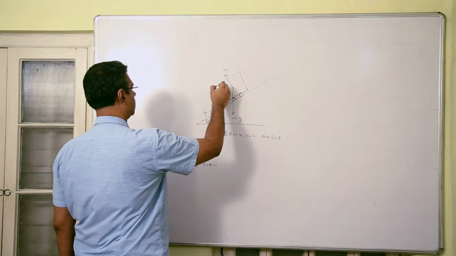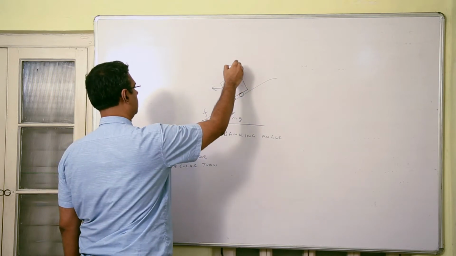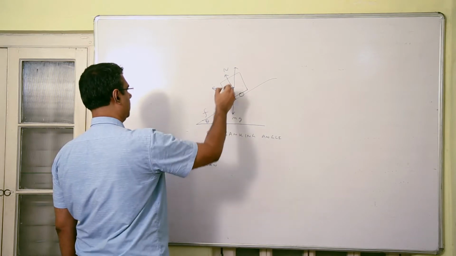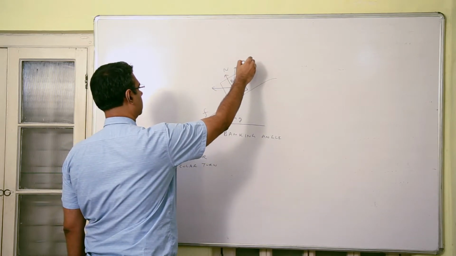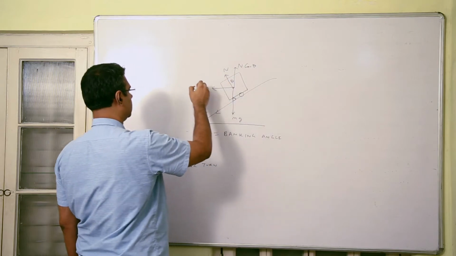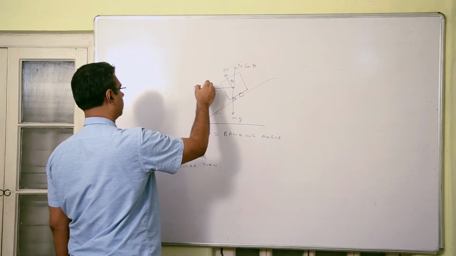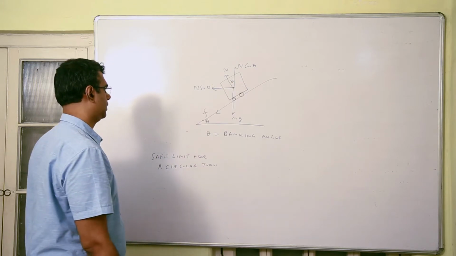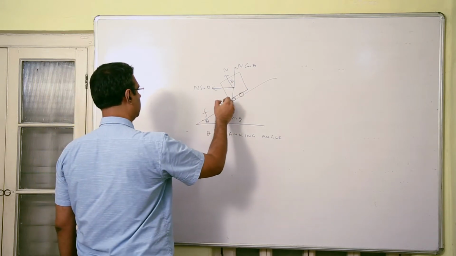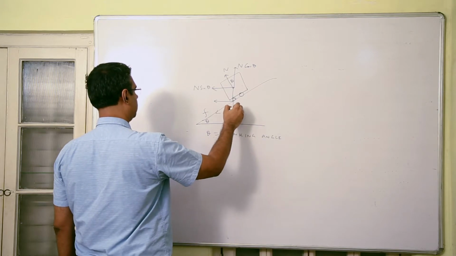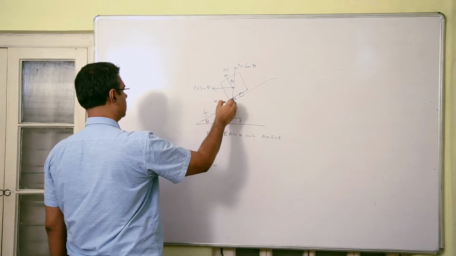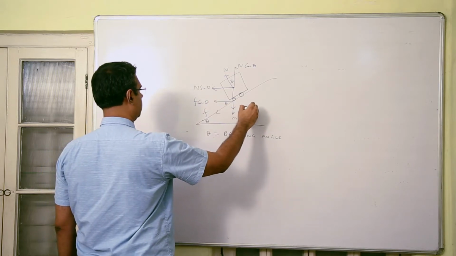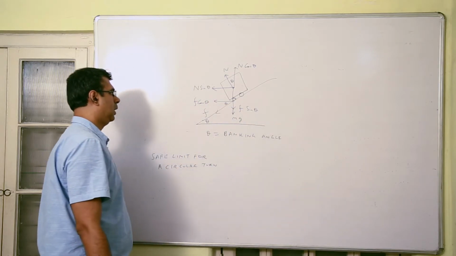Now let us resolve the normal reaction into two components. As you can see, if this angle is theta, then this will also be theta. So this is n cos theta and this is n sin theta. These are the two components of the normal reaction. Similarly, let us resolve the friction into two components. This angle is theta. So this is f cos theta and this is f sin theta.